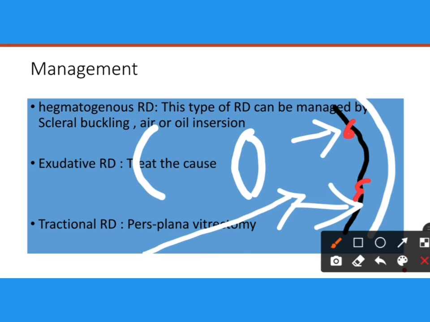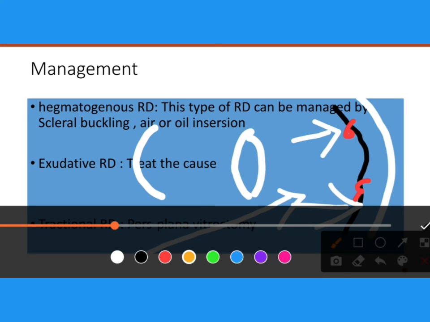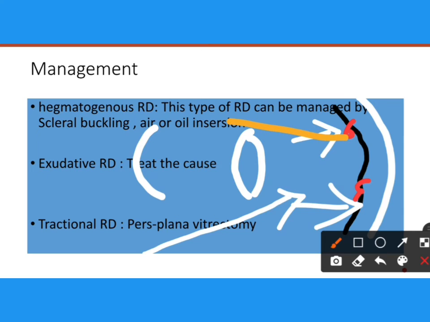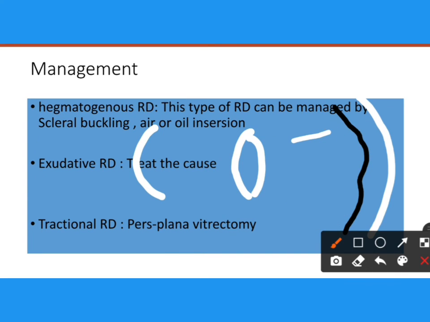A laser light is used. The laser is used to coagulate this area and this area. Laser is used, and this laser will fill the holes. So this is how RD surgery is done in case of rhegmatogenous retinal detachment.